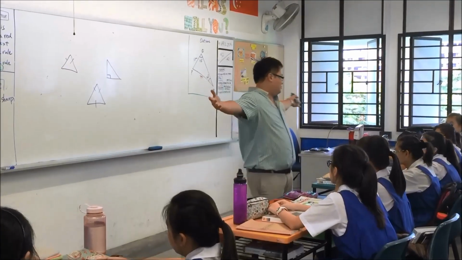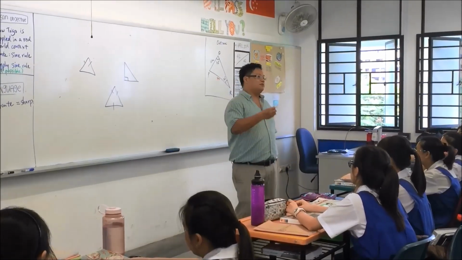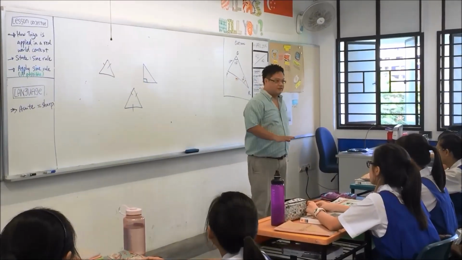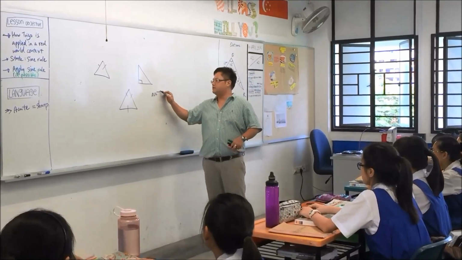40, 60, 80. Everybody get an idea? 40, 60, 80. All the angles are acute. At the same time, it is not equilateral. Okay. So other than acute triangles, we also have obtuse triangles.